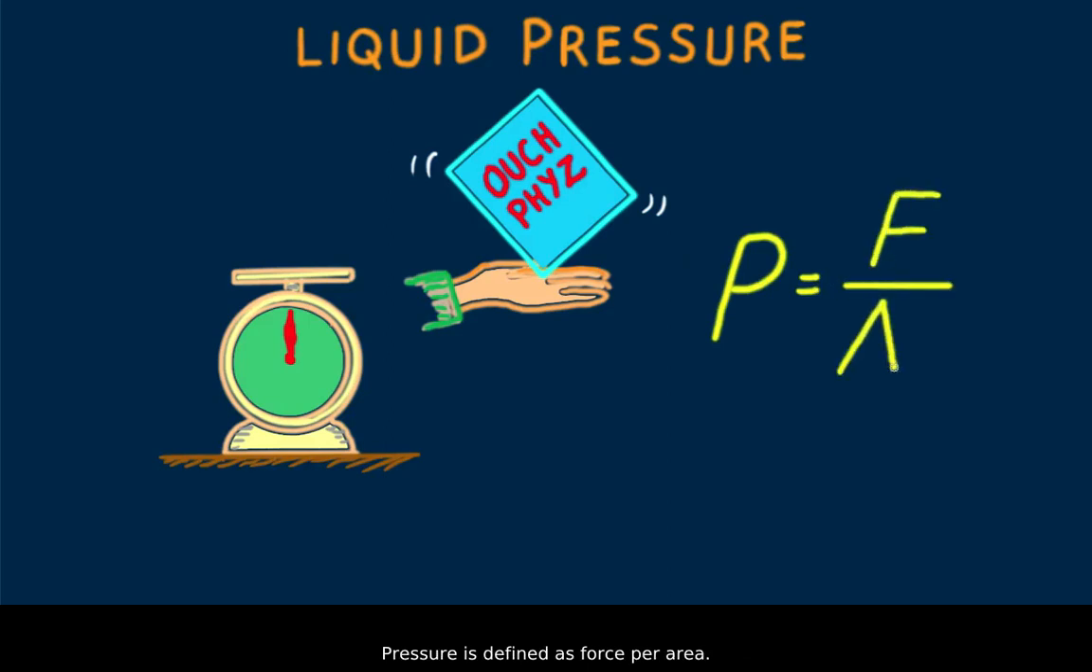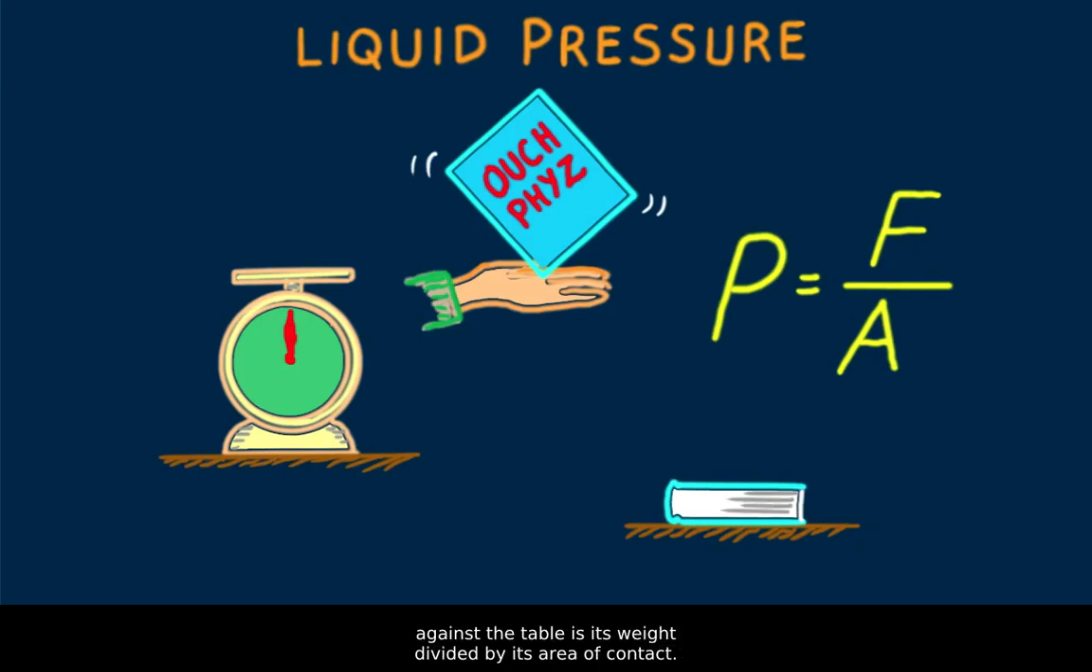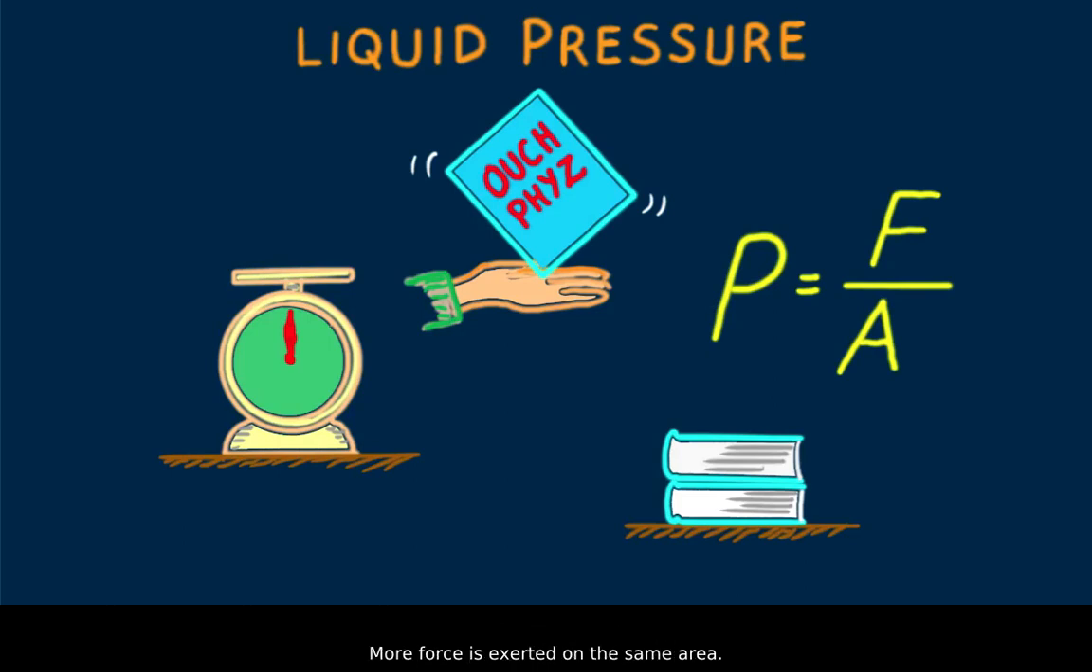Pressure is defined as force per area. Place a book on a table and its pressure against the table is its weight divided by its area of contact. If you place two identical books on the table, one atop the other, the combined weight is doubled and the pressure is also doubled. More force is exerted on the same area.